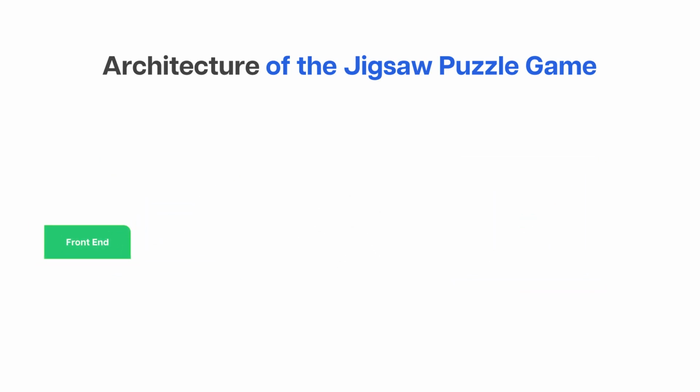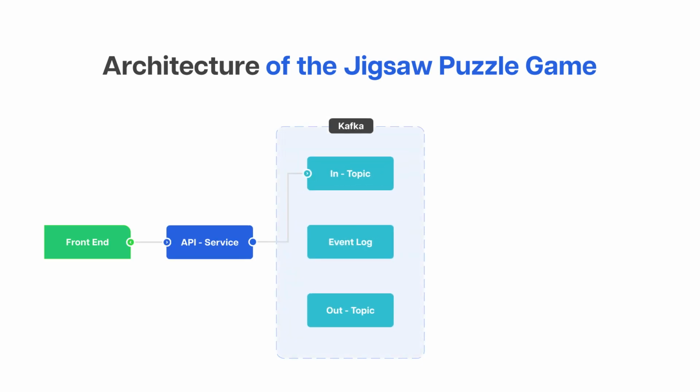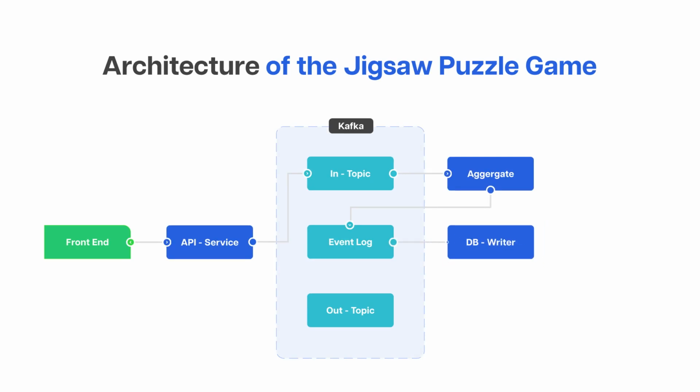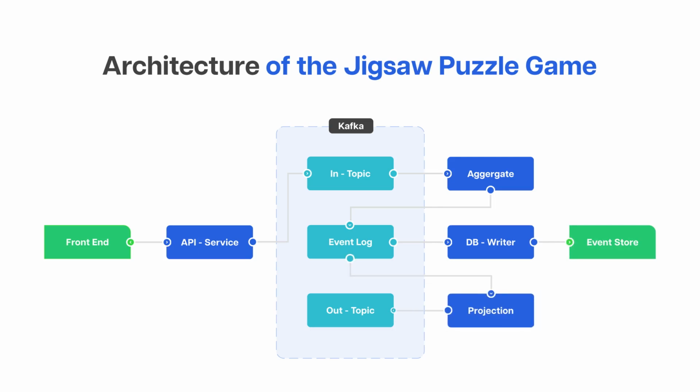Front-end interfaces with the user, sending game events to the API service. API service relays events between the front end and back end. Aggregate processes and validates incoming events. DB writer saves events in the event store. Projection applies further processing and filtering to events and generates response events.